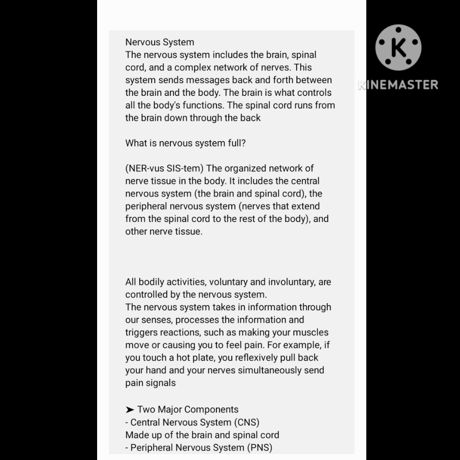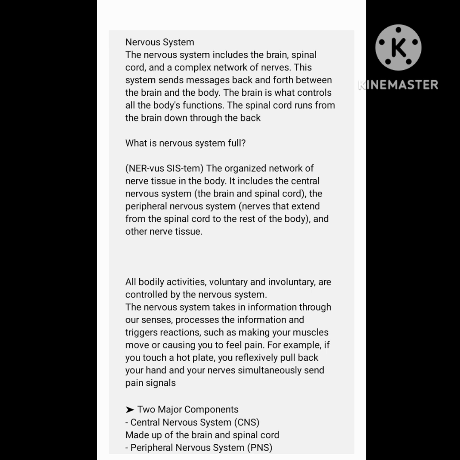All bodily activities, voluntary and involuntary, are controlled by the nervous system. The nervous system takes in information through our senses. It processes the information and then triggers reactions such as making your muscles move, or feel pain, or act in times of emergency, etc. For example, if we touch a hot plate, we reflexively pull back our hand and our nerves simultaneously send these pain signals to the brain.